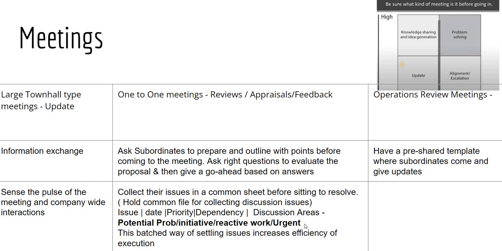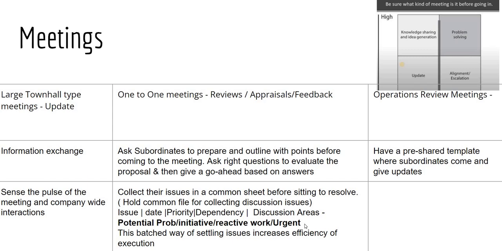Finally, this batched way of settling issues increases efficiency, as I already covered, not only for you but also for the subordinates. Moving on to the third type of meeting, which is operations review. Typically a shared template is shared with the team members by the top management to the senior managers of a department, and the senior managers then prepare all the points on which they are to be reviewed. Typically there's 60% review and 40% update. You can also give in your suggestions and start noting them down if you really want them implemented.